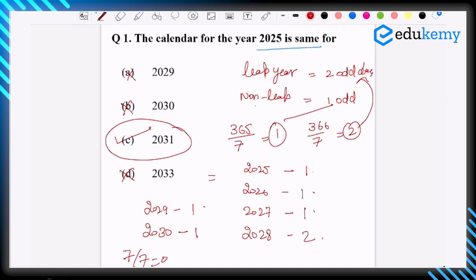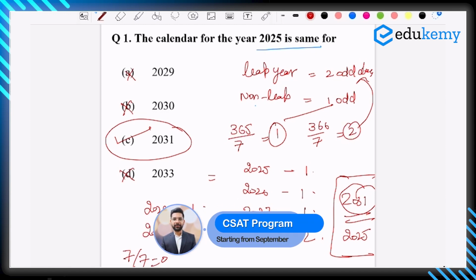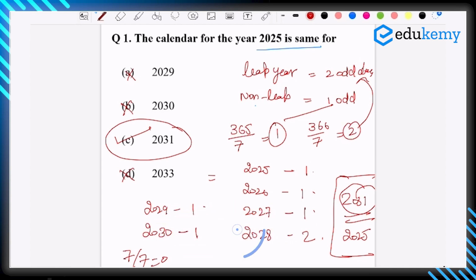Means the next year, 2031, will be the same as the year 2025, having the single odd day as in the 2025. So it is proved by both the methods. 2025 के बाद जो same year repeat होगा वो 2031 का होगा. So we can do the question by the two methods here.